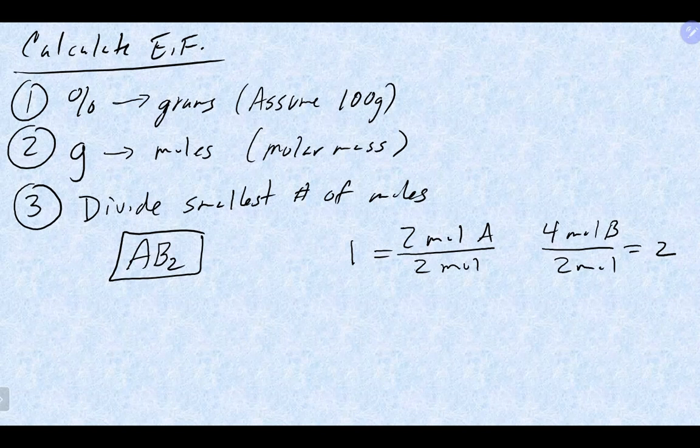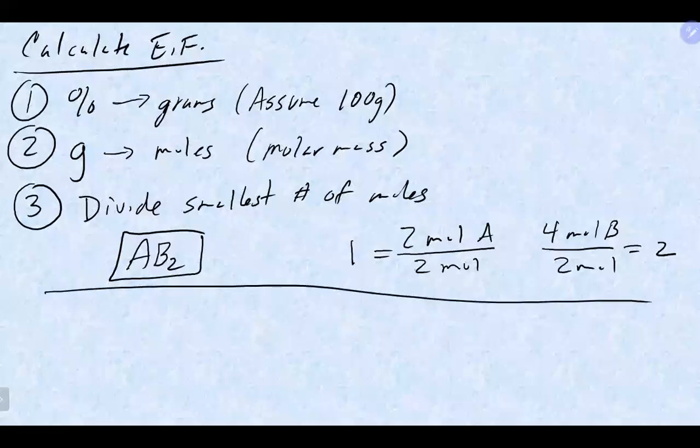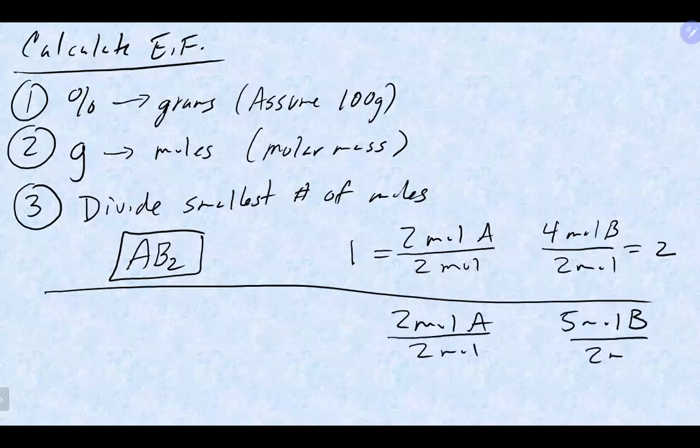We have to figure out a number to multiply everybody by to get to a whole number. So for example, if we did step 2 and we had 2 moles of A, but 5 moles of B, when we divide by 2, what we would end up with is 1 for A and 2.5, I hope my math there is right, for B. That would give us an empirical formula of A B 2.5.